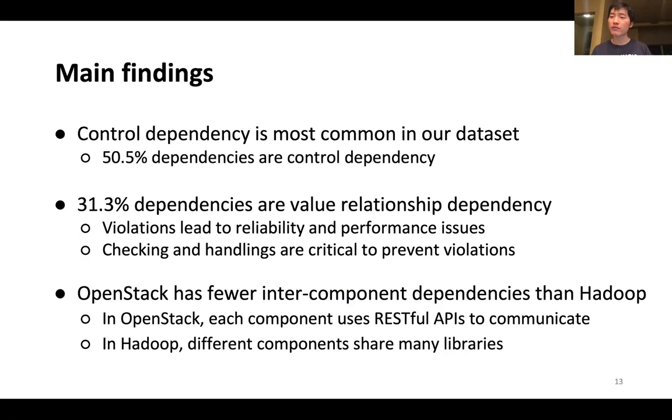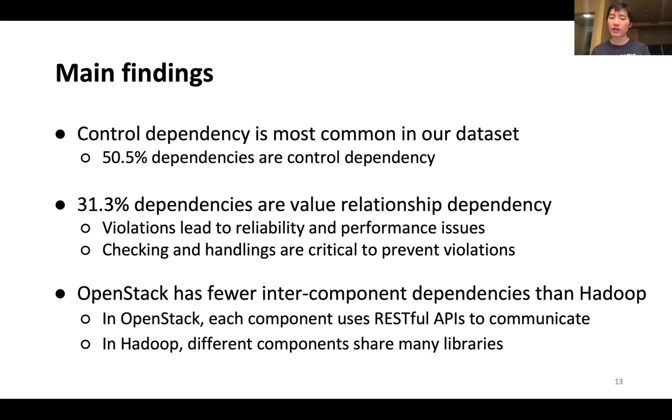So here are the main findings after we finish all the characterizations. The first finding is that control dependency is most common in our dataset. More than 50% of those dependencies are control dependency. The second finding is that around 31% of dependencies are value relationship dependency. As we discussed before, violations of such dependency could lead to reliability and performance issues. So it's pretty critical that we have good handling and checking of those violations. We'll discuss more about this point in the following slide.